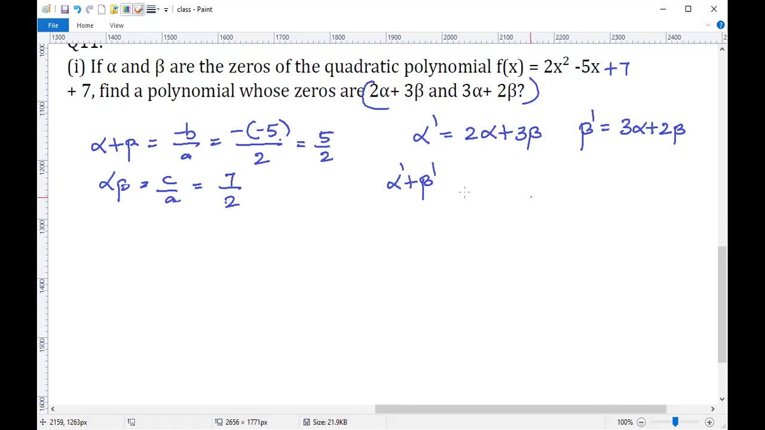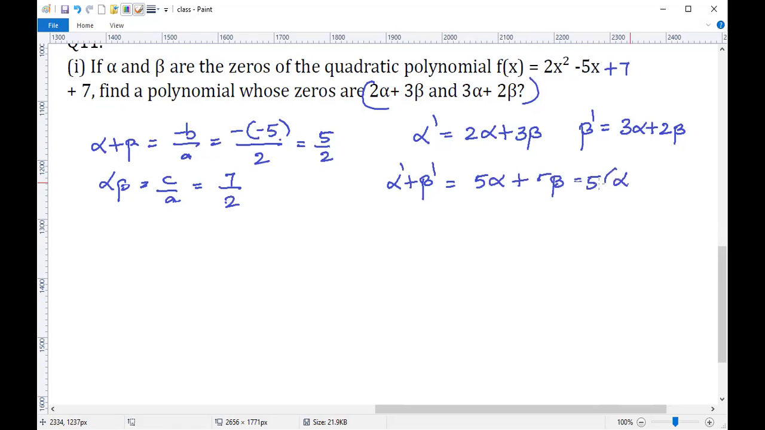So once after finding these two things, only then you can substitute and find out a new polynomial. So what is alpha dash plus beta dash? 2 alpha plus 3 alpha is what? 5 alpha. Plus 3 beta plus 2 beta is again 5 beta. So I can write it as 5 times of alpha plus beta.